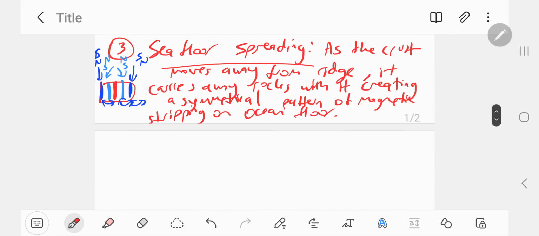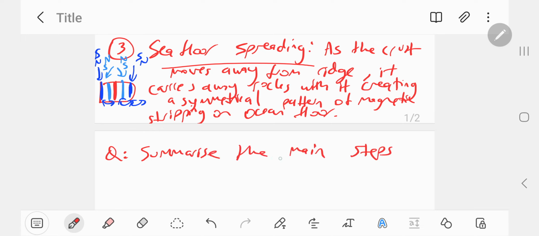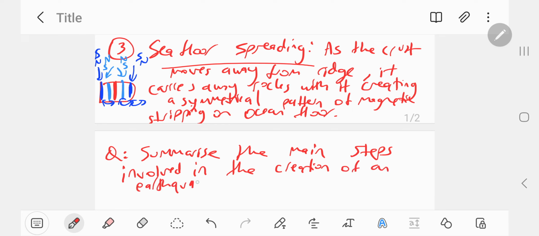Question for you to do: summarise the main steps involved in the creation of an earthquake via transform boundaries. 3 marks.